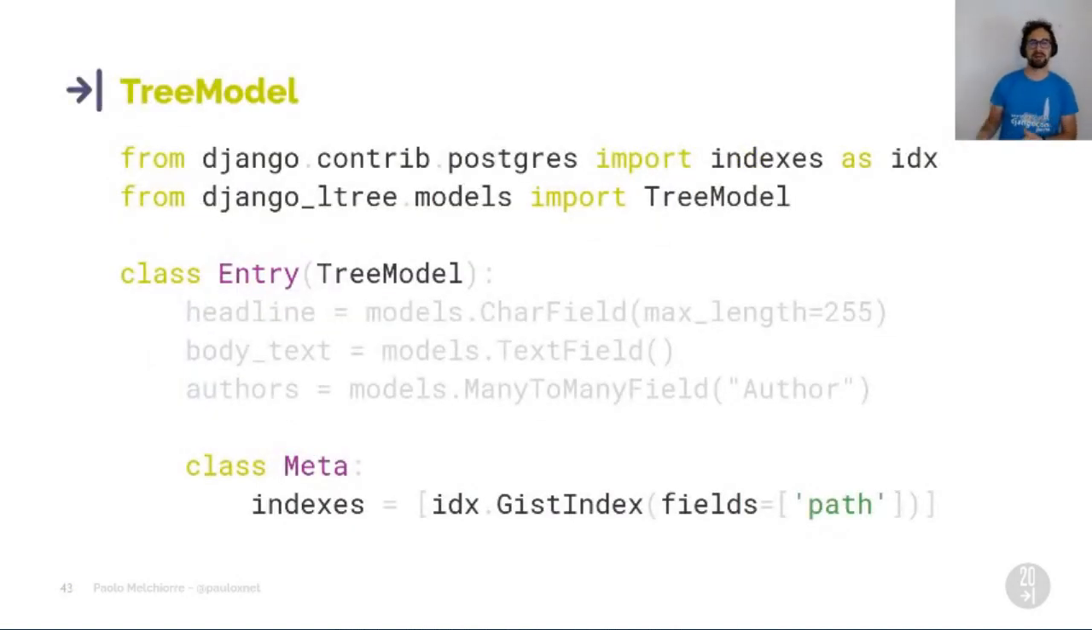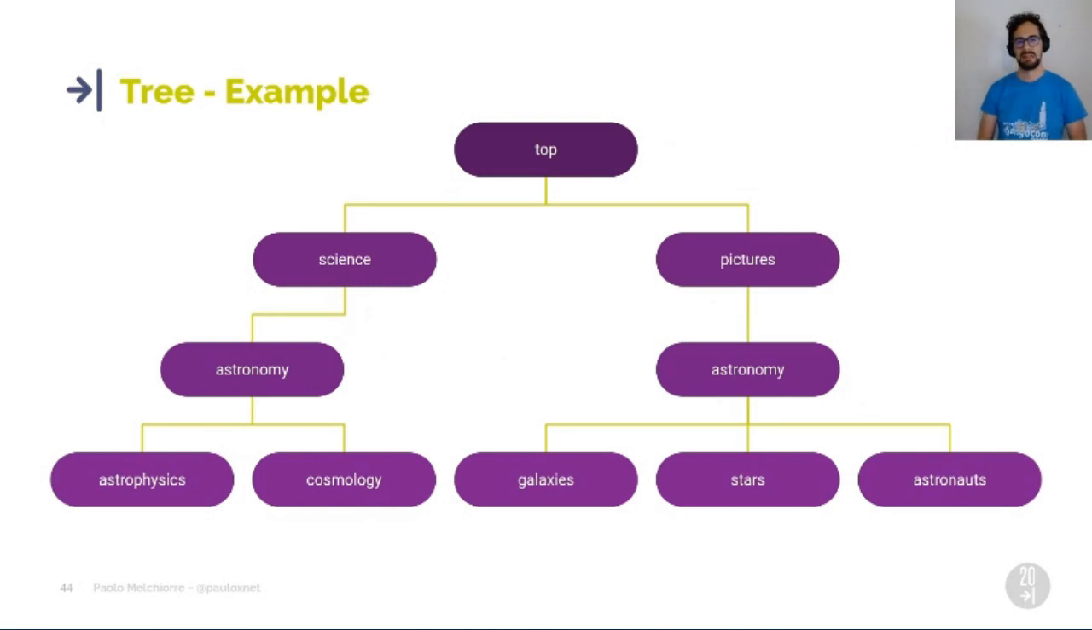To add tree-like hierarchy to the entry model, we add a path field inheriting from the tree model provided by Django LTree. We also add a dedicated Postgres GiST index on the same field to speed up queries. This is a tree representation of the example hierarchical structure that we have stored in the path field of our model. I took this example from the Postgres ltree documentation.